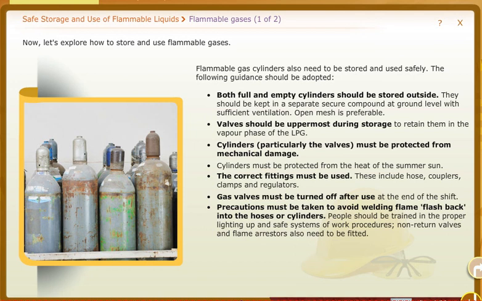Gas valves must be turned off after use at the end of the shift. Precautions must be taken to avoid welding flame flashback into the hoses or cylinders. People should be trained in the proper lighting up and safe systems of work procedures. Non-return valves and flame arrestors also need to be fitted.